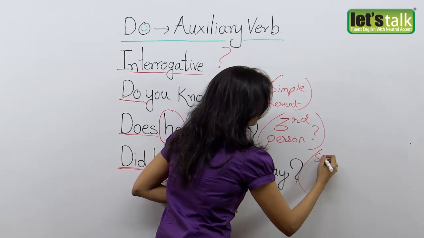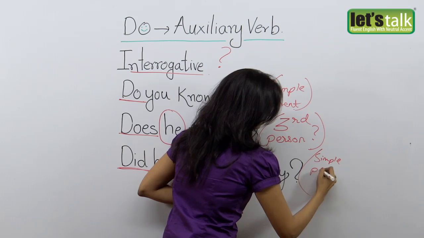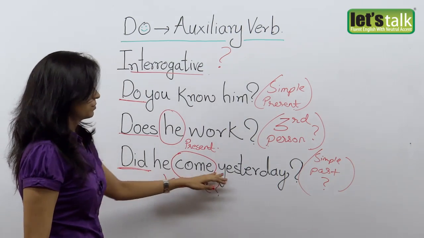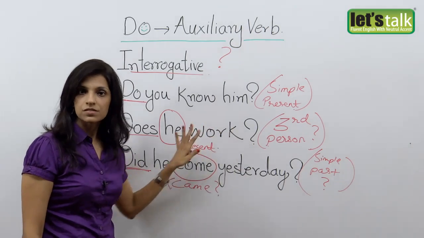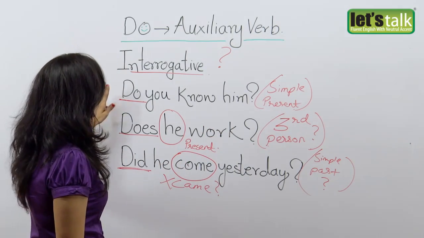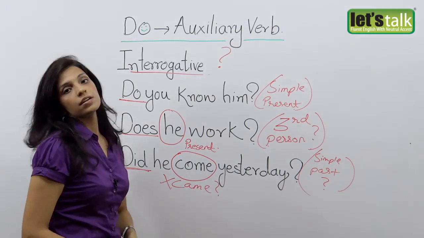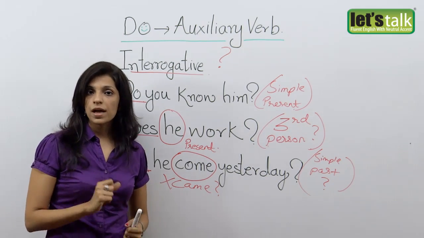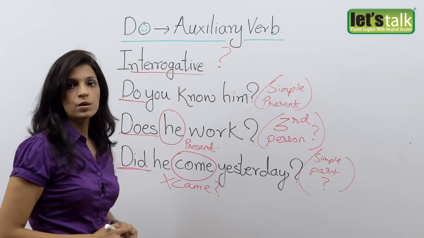This is your simple past question. Did he come yesterday? Now, I hope this is very clear to you. Please remember, we use do, does or did for interrogative statements in the present and past respectively. Now, I'm going to be back and show you more uses of the auxiliary verb do.